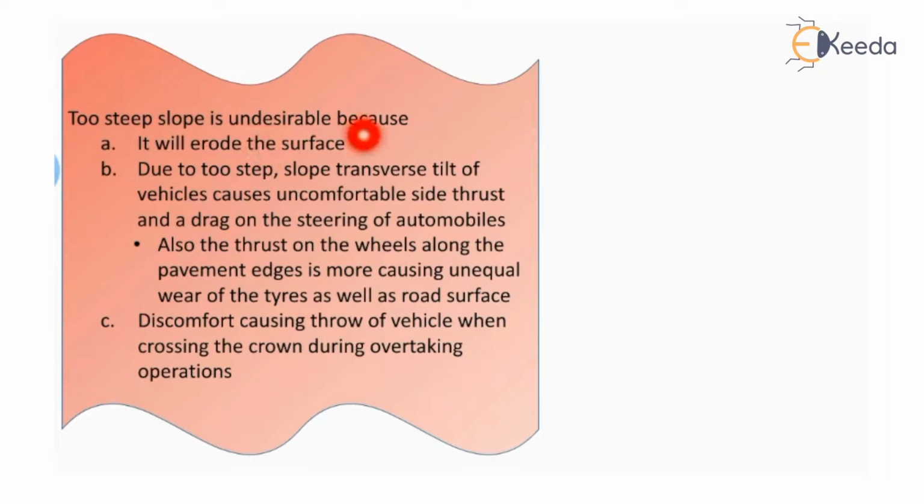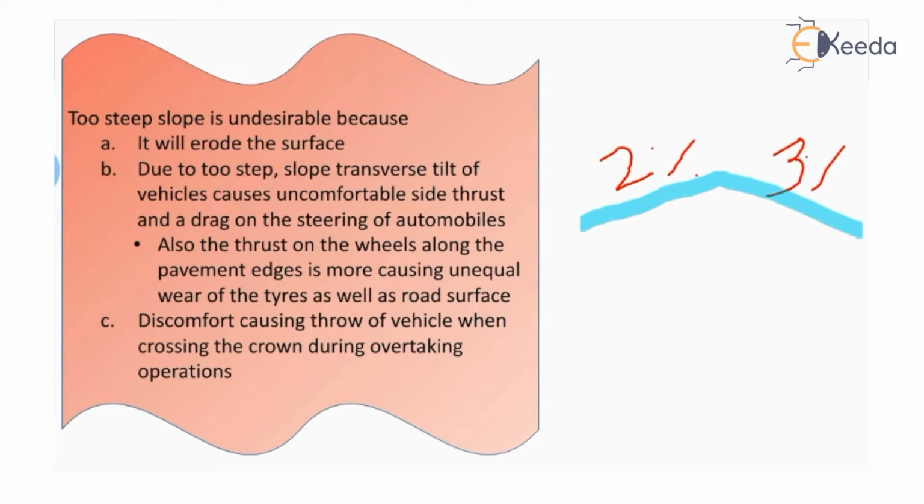Too steep slope is undesirable. When we are giving a slope to a road, at what percent should the slope be provided? 2%, 3%, or how much? So there is also a restriction for the cross slope. If I have provided too much steep slope of 7% or 8%, then how can a vehicle travel through such a road? I have explained in this point.